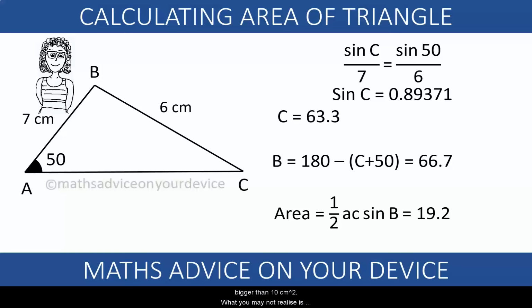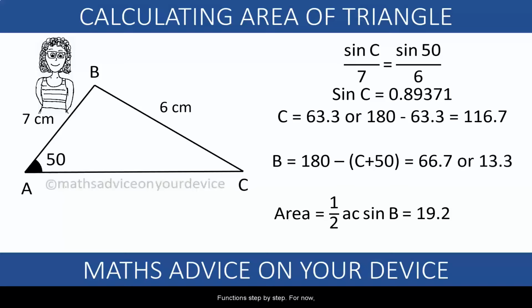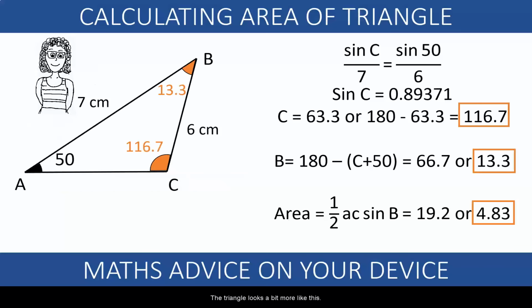What you may not realize is that there is a second angle whose sine is 0.89371, 180 minus 63.3. The angle 116.7 has the same sine. We explain this in more detail in our course, Master Trigonometric Equations and Functions Step by Step. For now, trust me on that. B is 13.3 and the area is 4.83. The triangle looks a bit more like this.